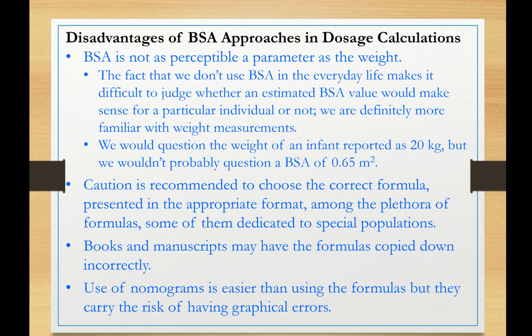Okay, so what are the disadvantages of the BSA approaches in dosage calculations? Well, first, and this is very important actually, BSA is not as perceptible a parameter as the weight. Because we don't use BSA in our everyday life, it makes it difficult to judge whether an estimated BSA value makes sense for a particular individual or not. For example, we would question the weight of an infant reported as 20 kilograms. That's too much, right? But we wouldn't probably question a BSA of 0.65 meters square. Like this BSA here, it is not easy to know that, hey, this is too big or too small, okay?